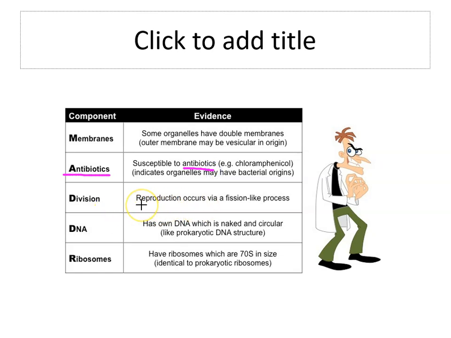Division. Mitochondria and chloroplasts reproduce similar to prokaryotes. Mitochondria and chloroplasts have their own DNA. Mitochondria and chloroplasts also have their own ribosomes, which are identical to prokaryotic ribosomes. Hey, that's good evidence, right? That's good evidence from this theory standpoint. Did God allow this to happen this way, or did he structure it this way? Good questions to think about, good questions to ask.